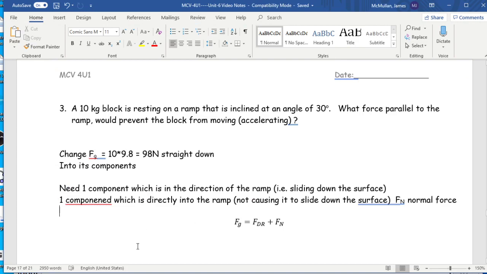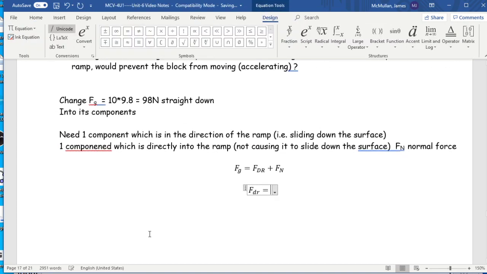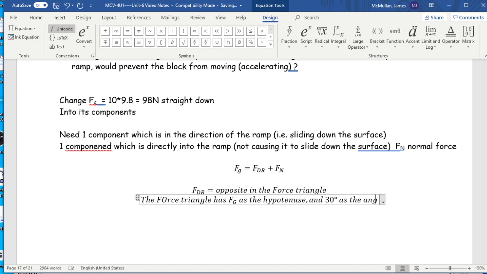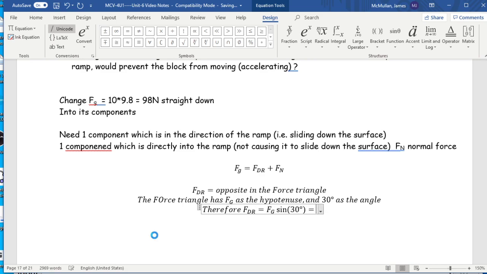Let's go back here for a sec. I'll copy and paste the diagram. So FDR, the force down the ramp, is equal to the opposite in the force triangle. The force triangle has FG as the hypotenuse and 30 degrees as the angle. Therefore, the force down the ramp is equal to the force of gravity times sine 30. And we know that that's equal to 98 times 0.5, which is 49 newtons.